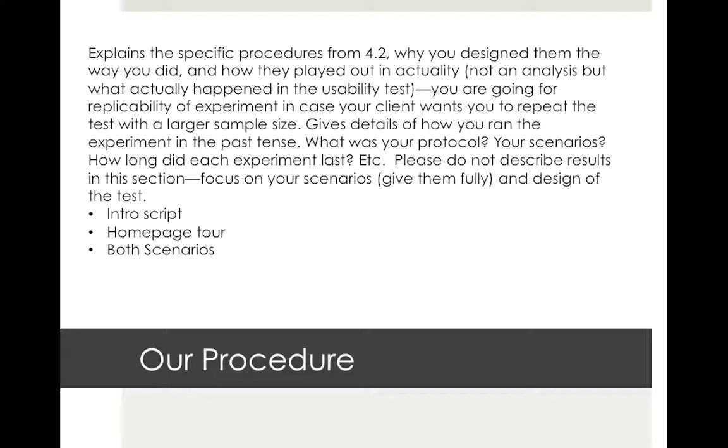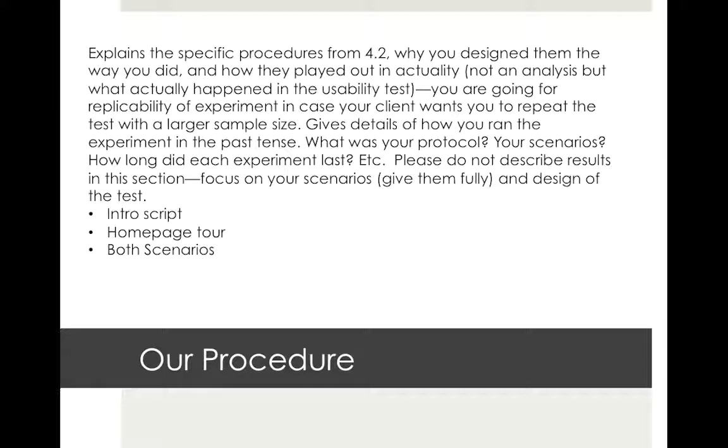So it gives the details of how you ran the experiment in the past tense, what was your protocol, your scenarios, how long did each experiment last, etc. Please do not describe results in this section. That's a big common error, is bleeding into results. Focus on your scenarios, give them fully, and design of the test.